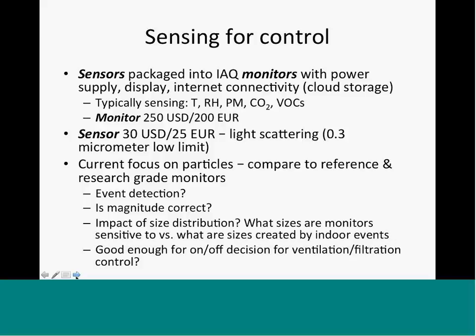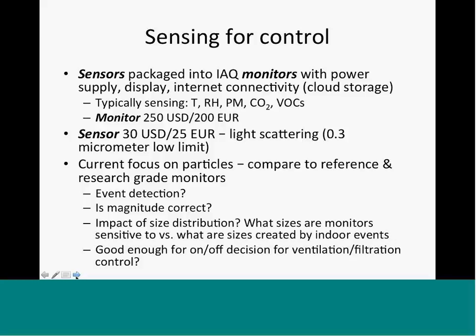I'm going to talk here about sensing for control, and a key thing is that the sensors themselves are relatively inexpensive. We're talking about low-cost sensors, so it's an affordable option for controlling ventilation or filtration in the building. But they're often packaged into monitors that include power supplies, displays, some sort of internet connectivity, and usually cloud storage. They're typically sensing things like temperature, humidity, particulate matter, CO2, some of them VOCs. And they cost about $250, about 200 euros. The sensor inside them for particles is only a small fraction of that total.